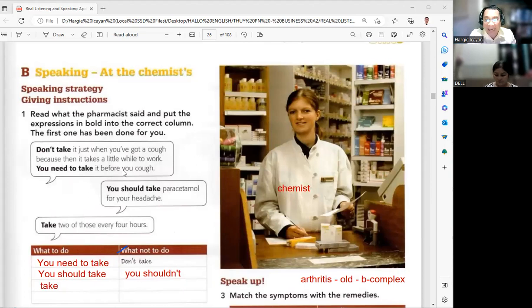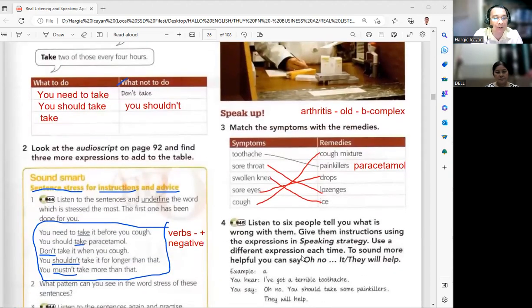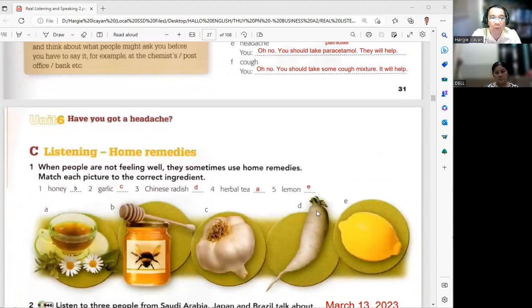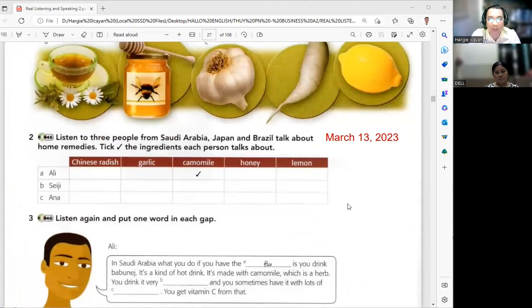Like, for example, don't take. You need to take, right? You should take, something like that. Okay, and we also learned that if we are going to have a positive statement, we need to emphasize the verb. But if it is a negative statement, we don't emphasize the verb. What we emphasize are the words don't, shouldn't, and mustn't. And we also gave your own advice for the following symptoms. So if you don't have any more questions with that, let's move on to our new lesson today.